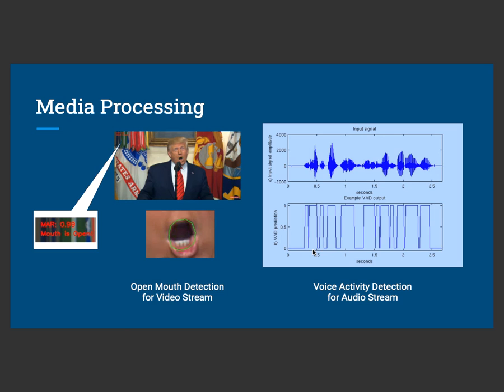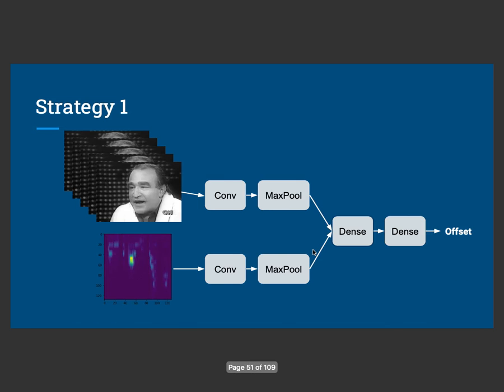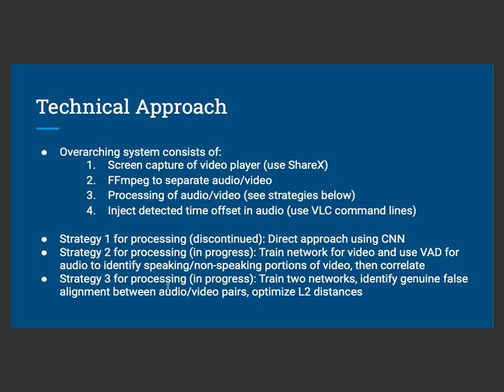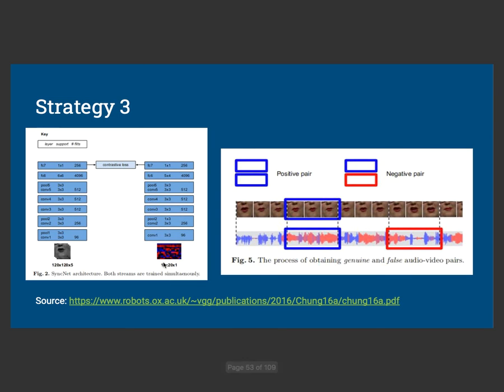If we get that one working, then we could speed up computation and also make embedded implementation more feasible. And then the third strategy is essentially inspired by a paper called SyncNet. What SyncNet does is take sliding windows of 5 frames each, and also MFCC audio voice features, and put them through similar networks. And then on the outputs, we have 2 vectors. So the goal of this network is to identify false and genuine pairs.